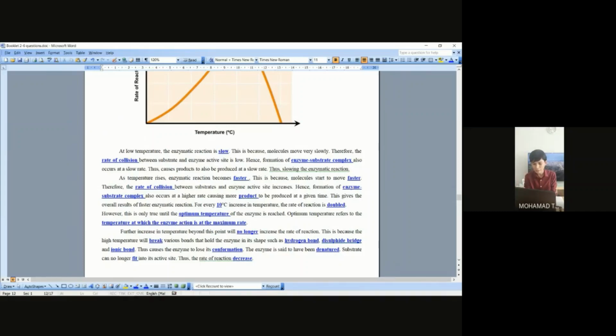Alright, so thus causes the enzyme to lose its shape ataupun to lose its conformation. Dah semua bond yang memegang enzyme tu dalam bentuk dia break. So jadi enzyme tersebut akan terurai lah. Okay, hilanglah bentuk dia. Okay, the enzyme is said to have been denatured. So bila enzyme dah denatured, okay, substrate can no longer fit into its active site. Thus, the rate of reaction decrease.